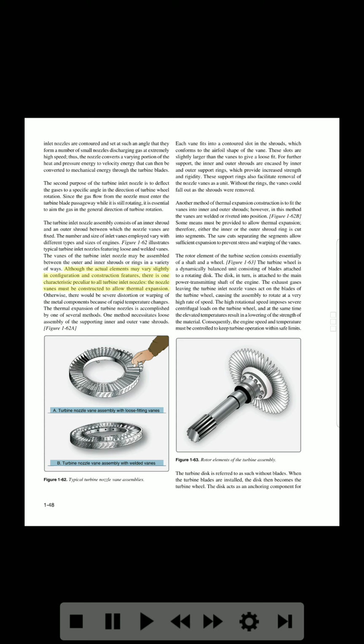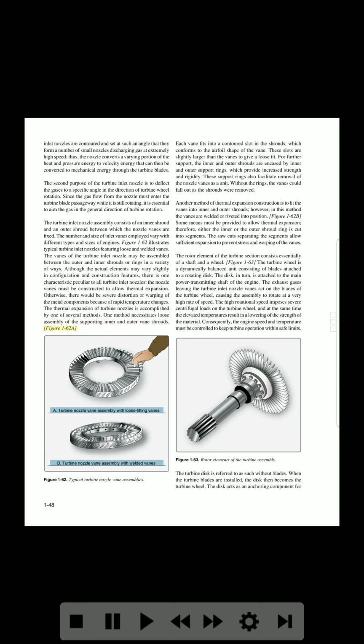Although the actual elements may vary slightly in configuration and construction features, there is one characteristic peculiar to all turbine inlet nozzles: the nozzle vanes must be constructed to allow thermal expansion. Otherwise, there would be severe distortion or warping of the metal components because of rapid temperature changes. The thermal expansion of turbine nozzles is accomplished by one of several methods. One method necessitates loose assembly of the supporting inner and outer vane shrouds.